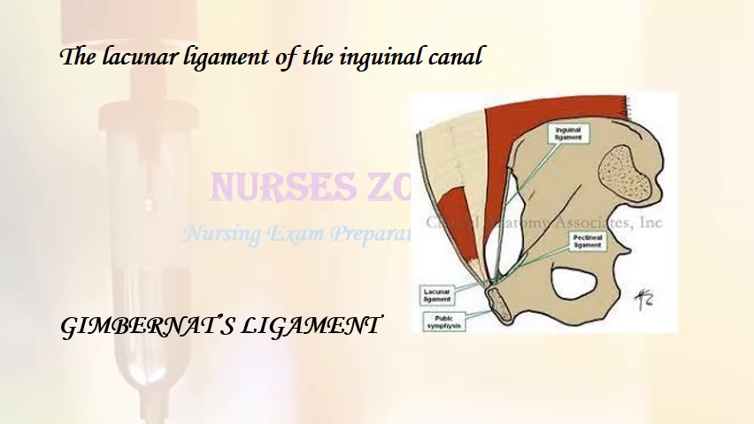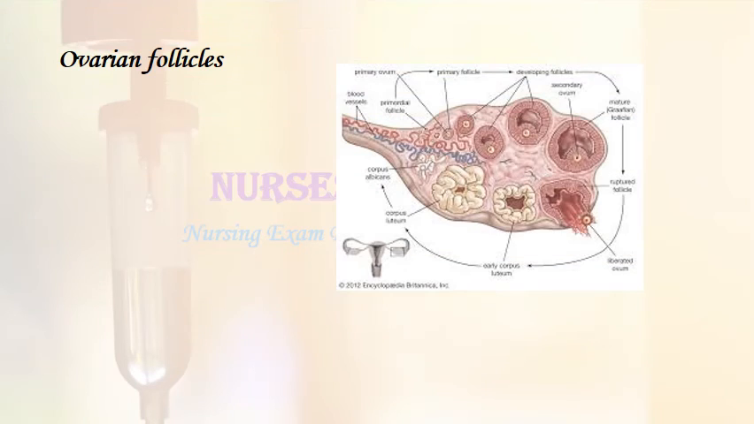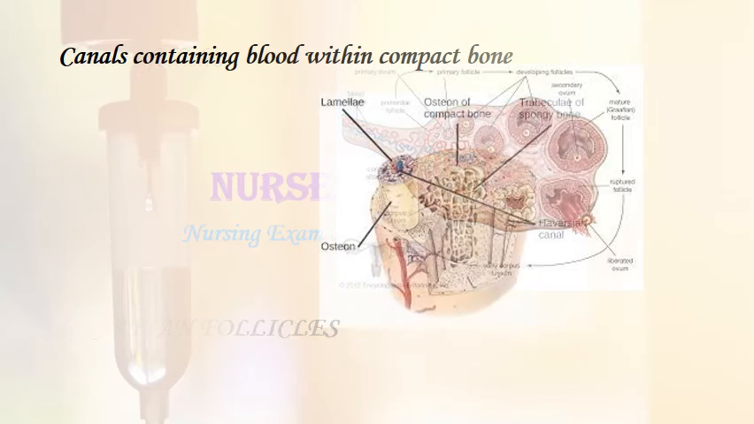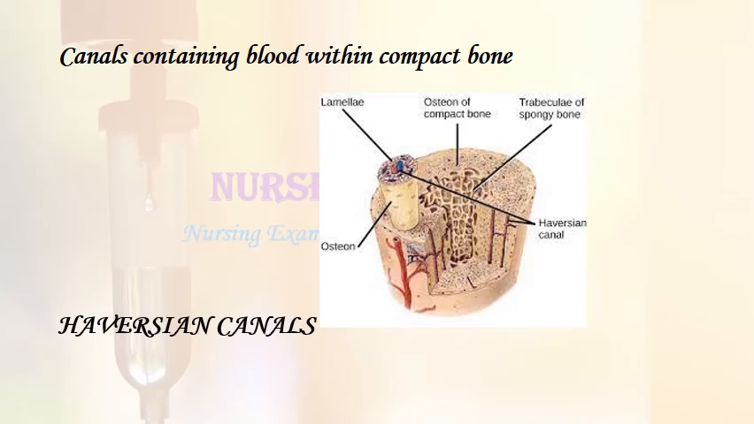The lacunar ligament of the inguinal canal: Gimbernat's ligament. Ovarian follicles: Graafian follicles. Canals containing blood vessels within compact bone: Haversian canals.